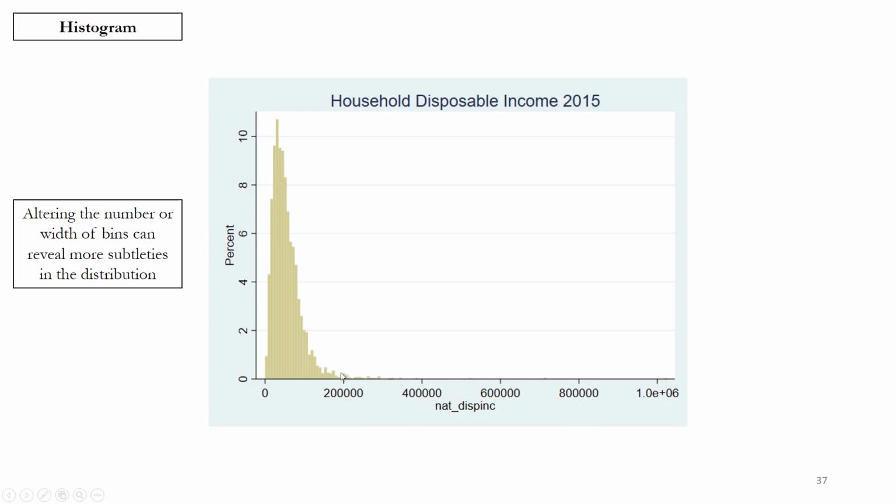We see here a little clustering in the 200,000 range, and what makes it slightly more difficult to read here is that there are so few cases in the tails here, these high income households, that we can't really make them out on the graph. But it does show us a little bit more of some of the subtleties of the distribution.